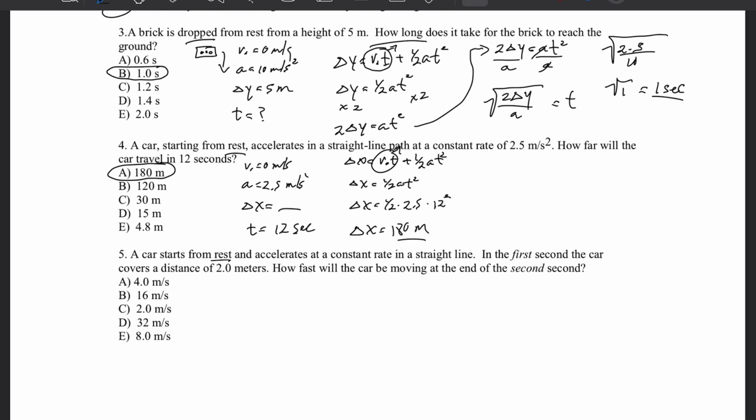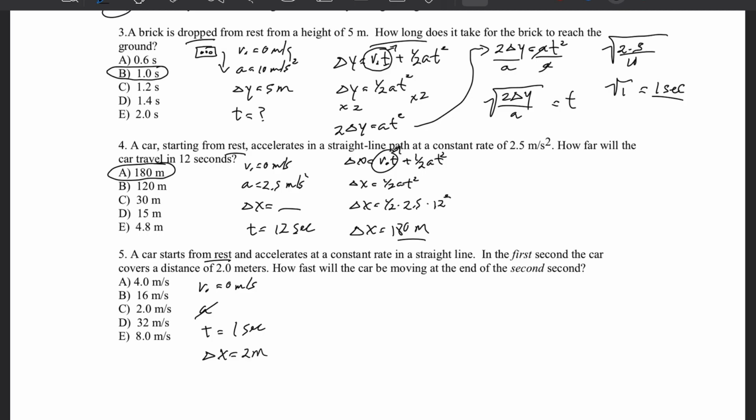Number 5: a car starts from rest and accelerates at a constant rate in a straight line. In the first second, the car covers a distance of 2 meters. How fast will the car be moving at the end of the second second? We can use the first second in order to determine what's going on with the system because we have a little bit more information for that first second of travel. So V naught is 0, and in 1 second it covers a displacement of 2 meters.